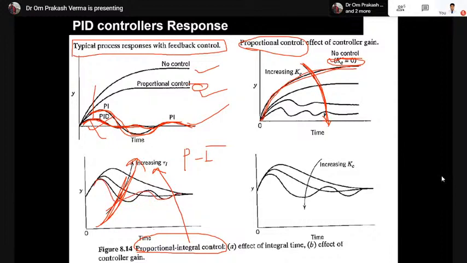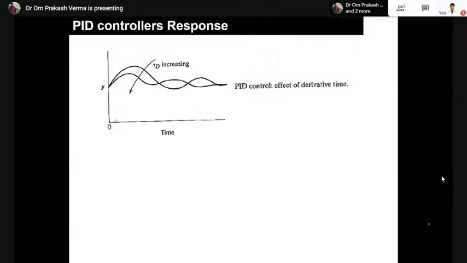First it is more oscillatory, then it reduces the oscillation, and then it reduces the oscillation further. It means that as you increase the value of tau I, the oscillation will reduce. Similarly, here you are decreasing the value of Kc, and you get such a type of response. So this is the PID type. You can see the tau d.